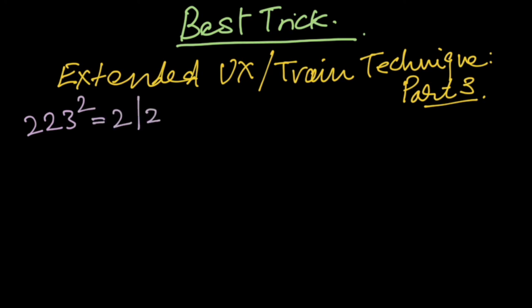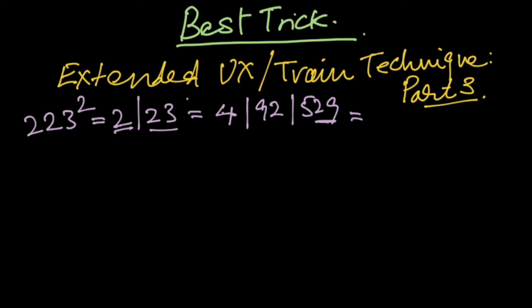So, here what we do, we split the number into 2 and 23. Then we square 2, it becomes 4. Then we square 23, it becomes 529, we put it here. And in the middle place we put 2 times 23, 46, and twice of that, 92. Then we take 2 digits from the right and we move left as we did in the normal train technique. So, 2 9 comes over here, 5 goes here, it becomes 97 and 4 remains as it is. So, this is the answer.